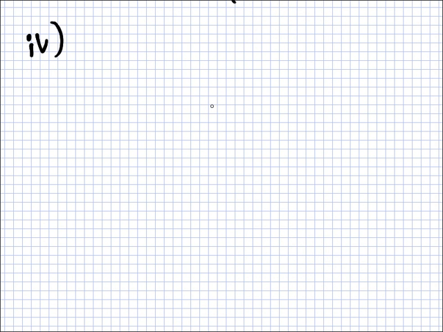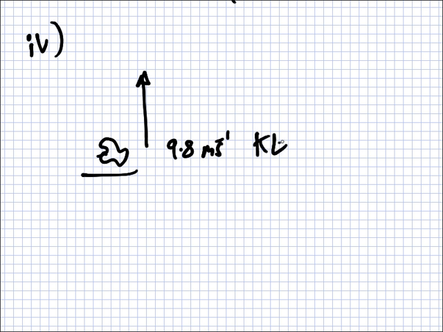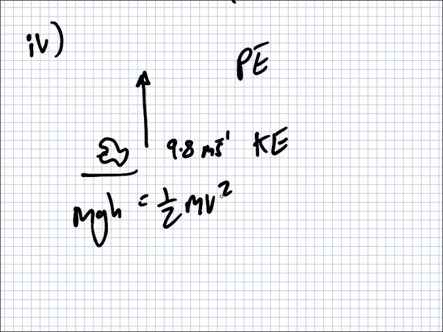Okay. Part 4 now is here. Here's the rubber band, and it gets shot up in the air with a speed of 9.8 meters per second. And the question is, what's the maximum height? So you know how to do this. You say the kinetic energy here equals potential energy here. mgh equals a half mv squared.